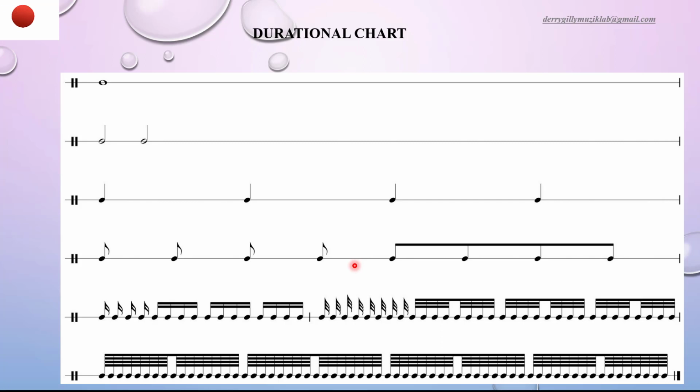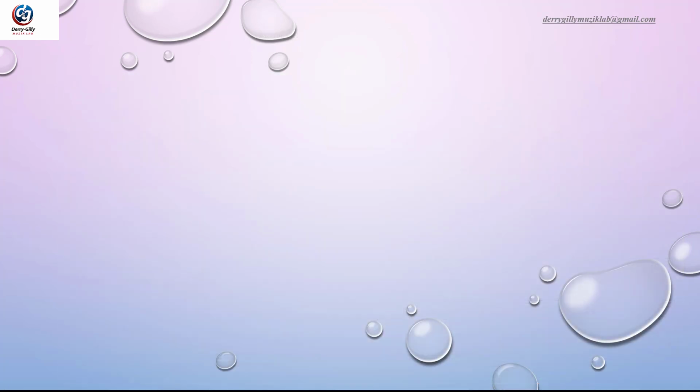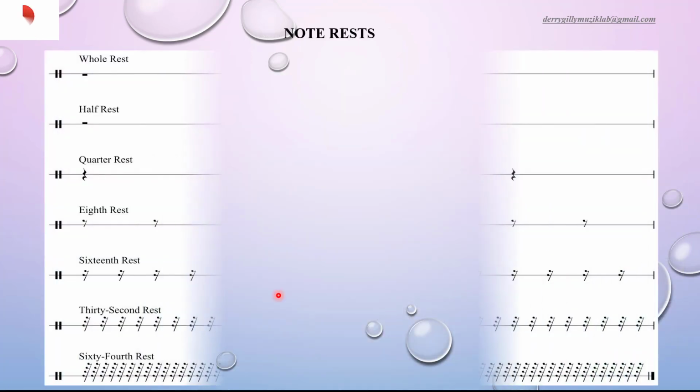So the durational values are held in proportion to one another. So as we observe each other, we observe that they are proportionally related to the adjacent values. So you could see that this is related to this is related to this is related to that, and so on. Is that okay? So we move on to the next one, the rests.